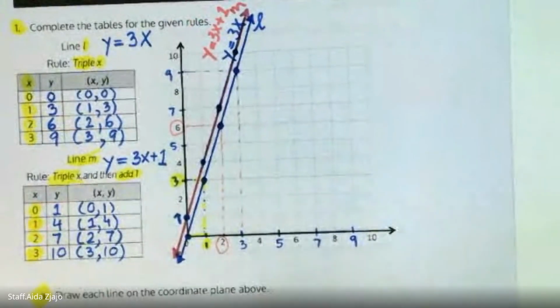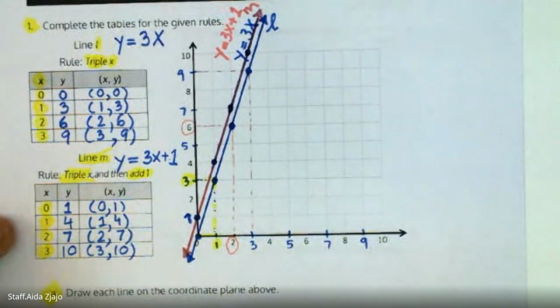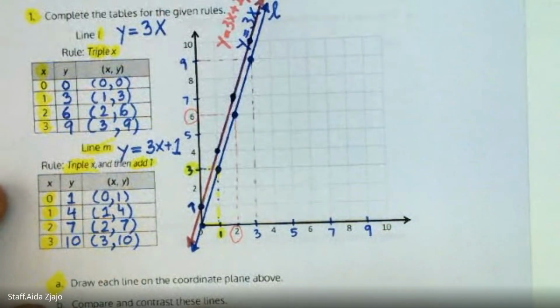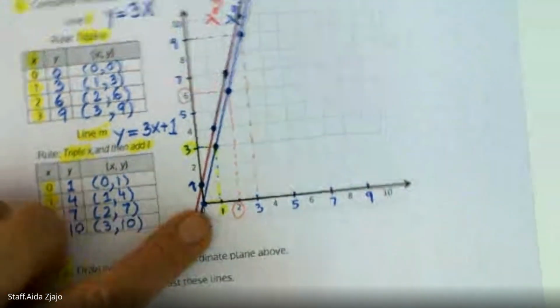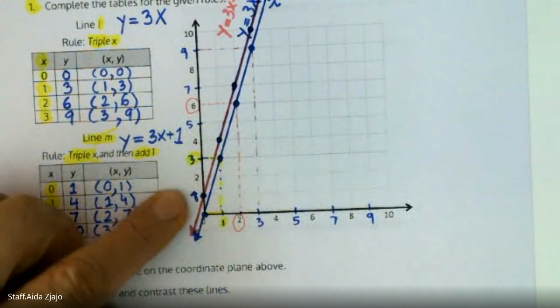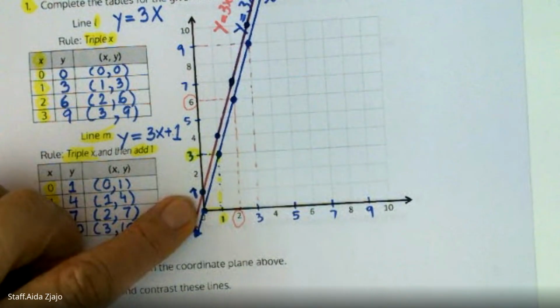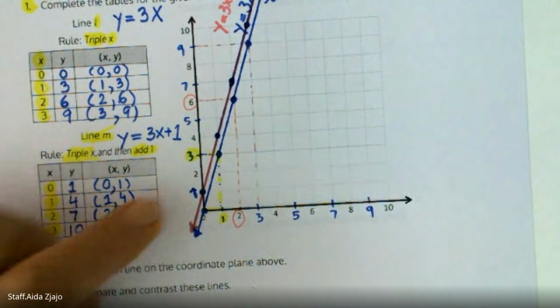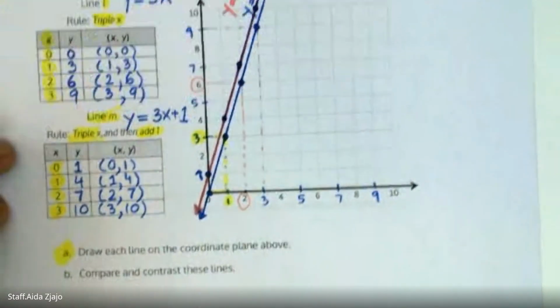I apologize. Draw each line on the coordinate plane. Compare and contrast these lines. So we can see that these lines are parallel. We can say one goes through the origin and the other goes to positive y. They have the same steepness, they are the same slope. I would say that could be what you write on it.